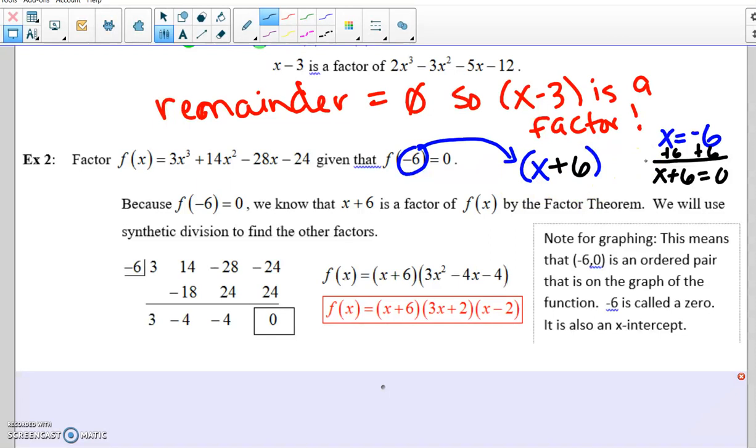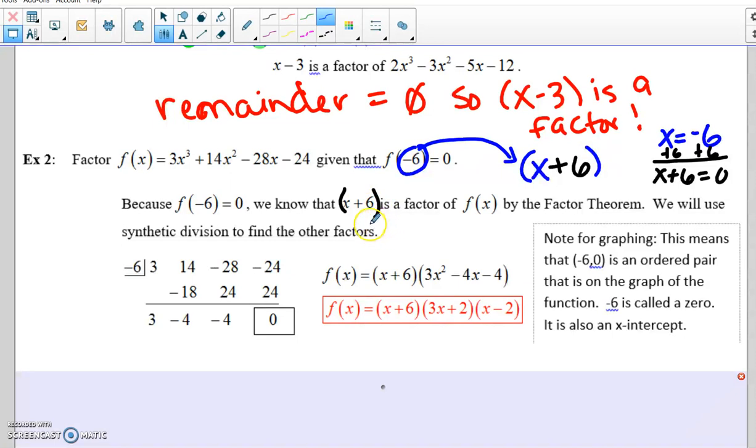So this would be considered a root or a 0. But if it equals 0, then you know you can write a factor automatically. Just go backwards and write it as a factor. Okay, so because we know that this remainder is 0, we know that we can write the factor as x plus 6. We know it's a factor now. And we can use synthetic division.